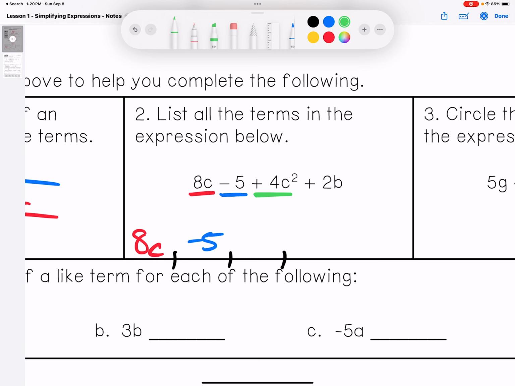That is a positive 4c squared. Let's go back to the red. How did I know that 8c was a positive? Because if there's no sign in front of it, then it is positive, just like it has been your whole life. The next one is positive 2b.